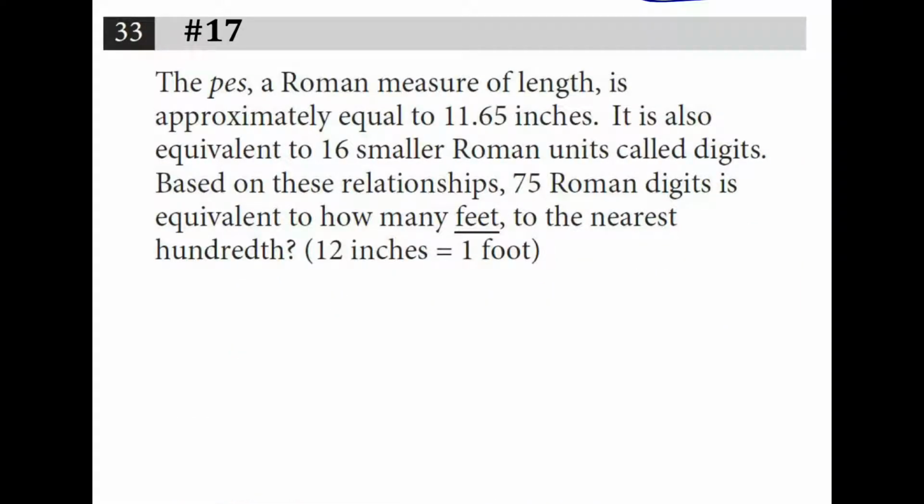33. The pes, a Roman measure of length, is approximately equal to 11.65 inches. It is also equivalent to 16 smaller Roman units called digits. Based on these relationships, 75 Roman digits is equivalent to how many feet to the nearest hundredth?